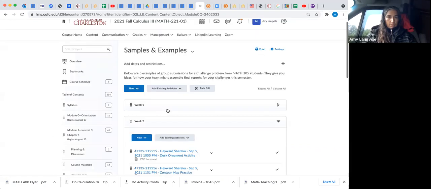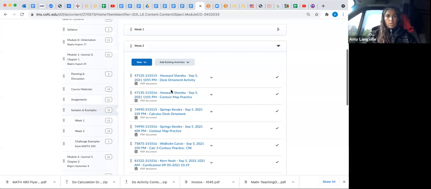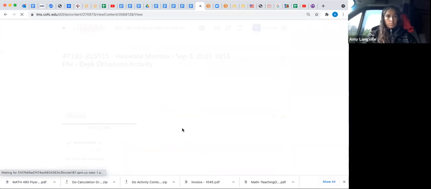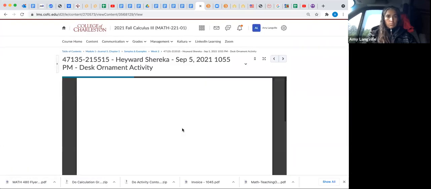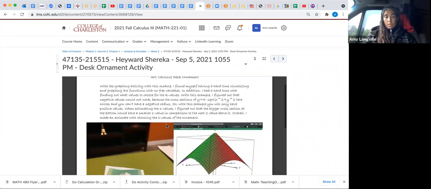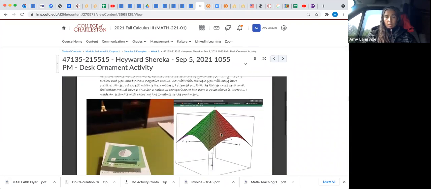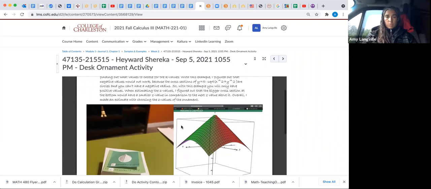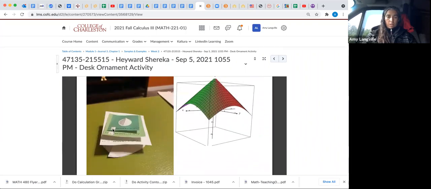In week 2, let's take a look at Sharika's desk ornament. What I liked about this was her description of her thought process, and then checking again with CalcPlot3D what that surface would look like, and the z equals k labels. Now these might be a little off, 5, 10, and 15, but at least she knows that the Z axis is going up. The most common error I actually saw on this one was that some people had z equals 1, 2, and 3, and that wouldn't make sense, right?